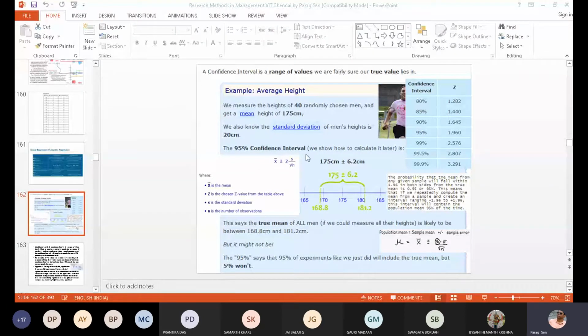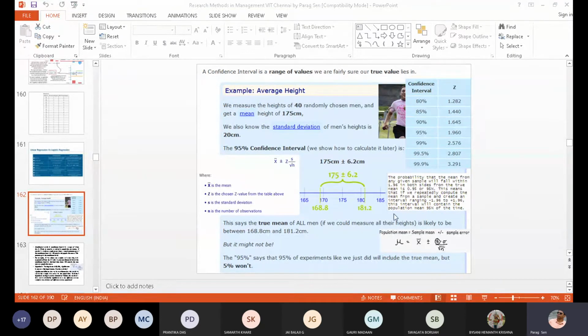This is known as the confidence interval for this mean of 175 centimeters, having a standard deviation of 20 centimeters. The probability that the mean from any given sample will fall within 1.96 on both sides of the true mean is 0.95, or 95%. This means that if we repeatedly compute the mean from a sample and create an interval ranging from minus 1.96 to plus 1.96, this interval will contain the population mean 95% of the time.